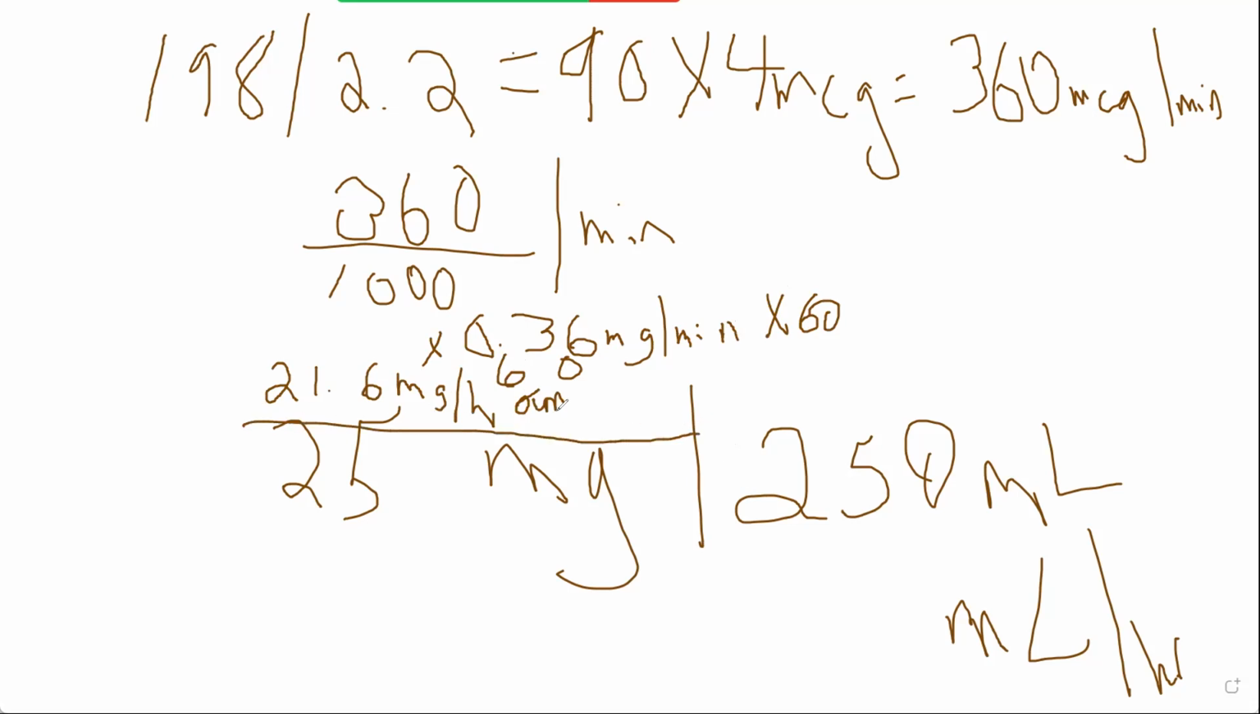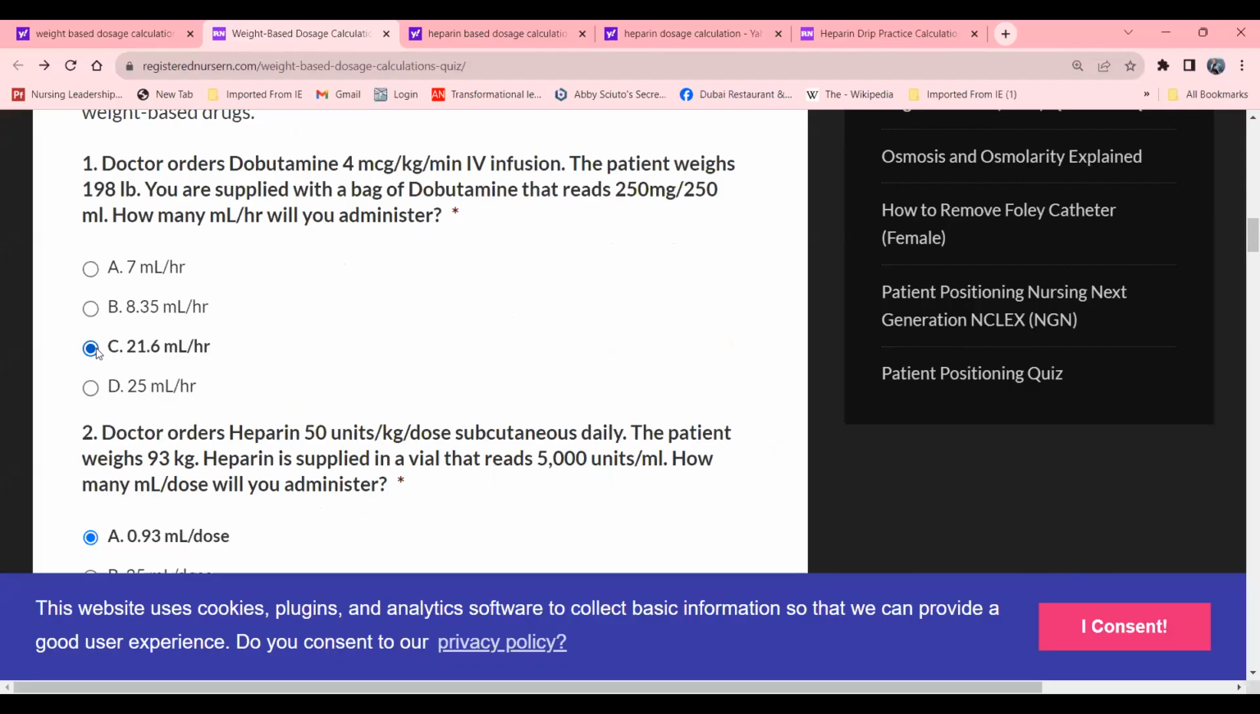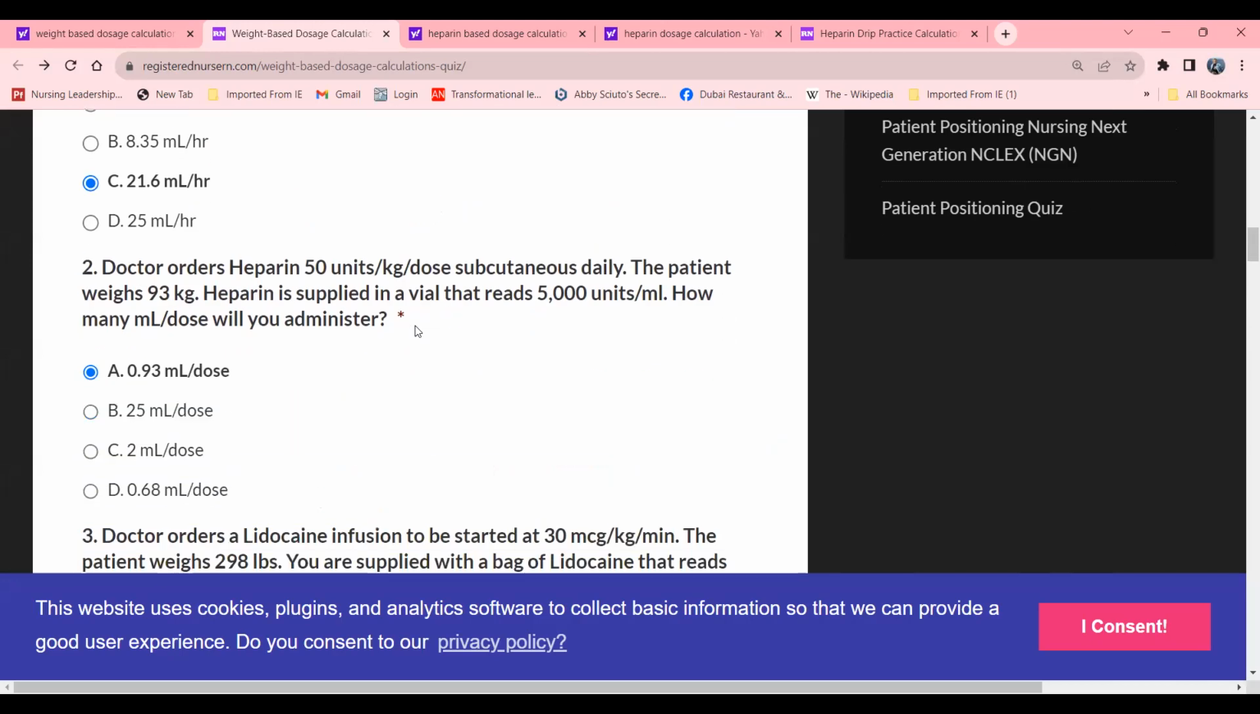So I was left with 21.6 milligrams per hour. That crossed out. I did the math. Okay, and I probably would have left it right there to the nearest tenth usually. Is everybody able to get to the 21.6? Yes. Okay, let's try another one. Number 3.